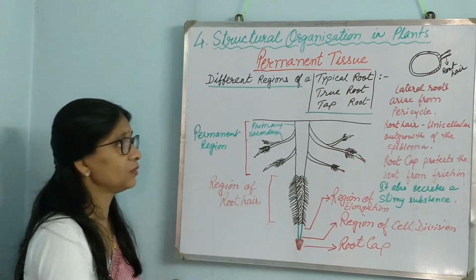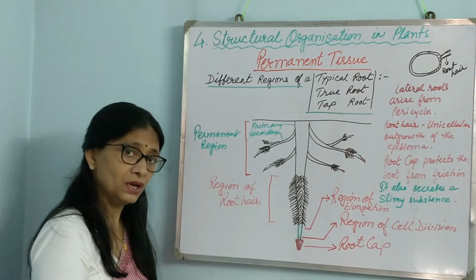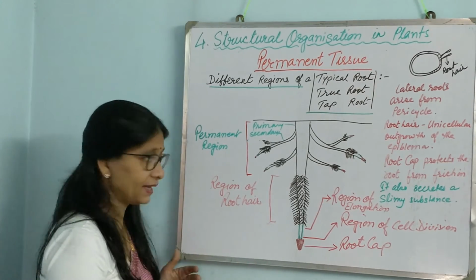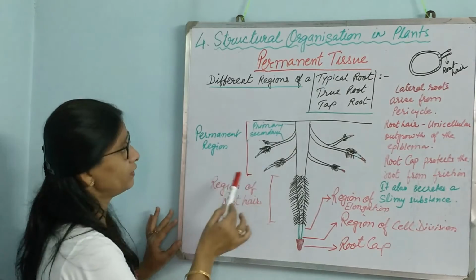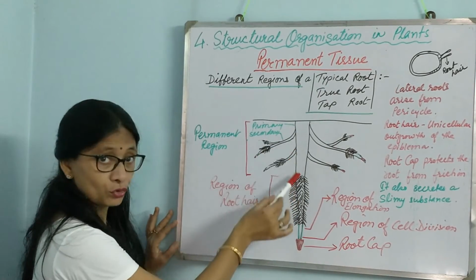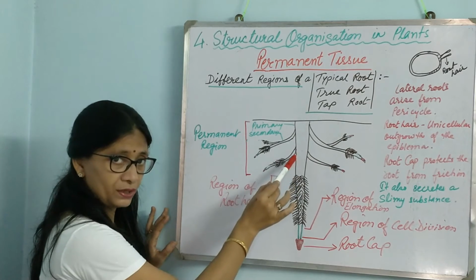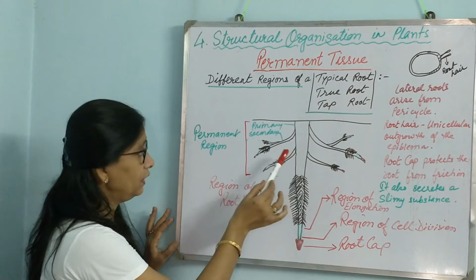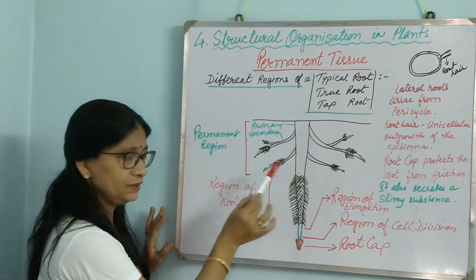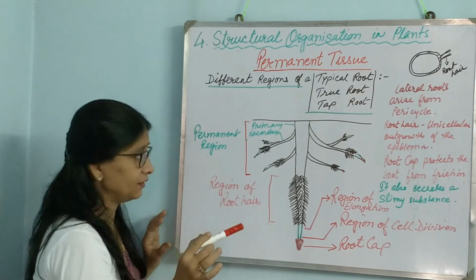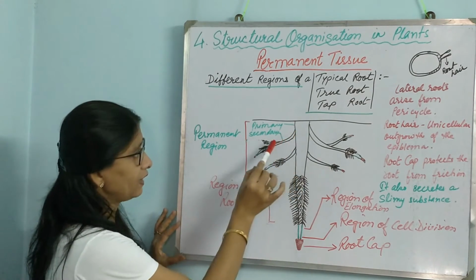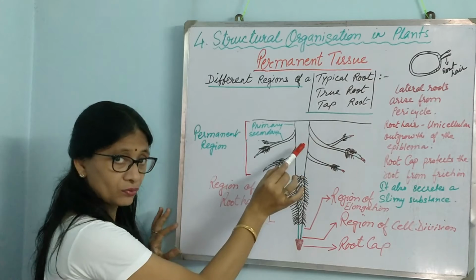So that sums up the structure of a typical root. Let us see once again what is the structure, the different regions of a typical root. The first portion of the root is known as the permanent region because they do not show any elongation or cell division, and they are permanent in their structure. They give rise to lateral roots which come out from the pericycle.